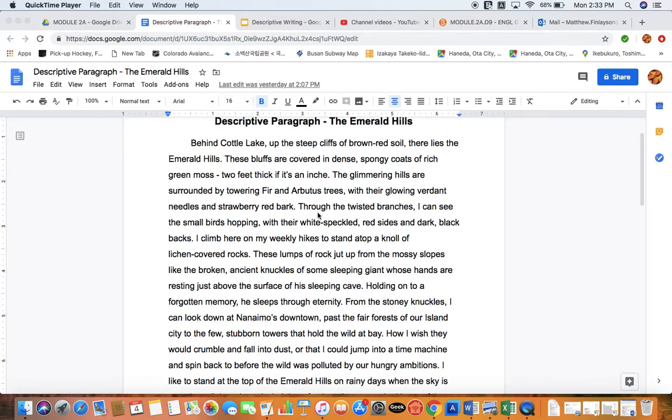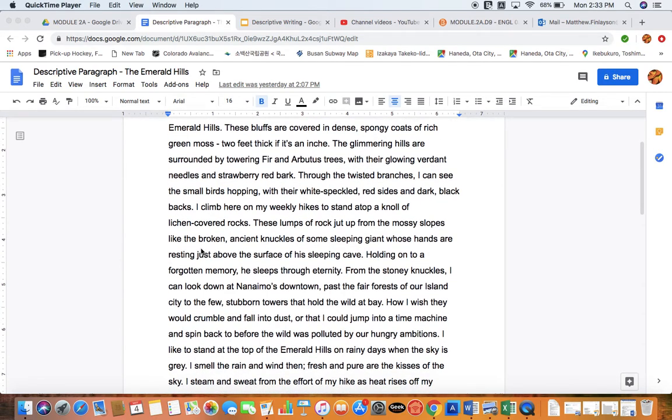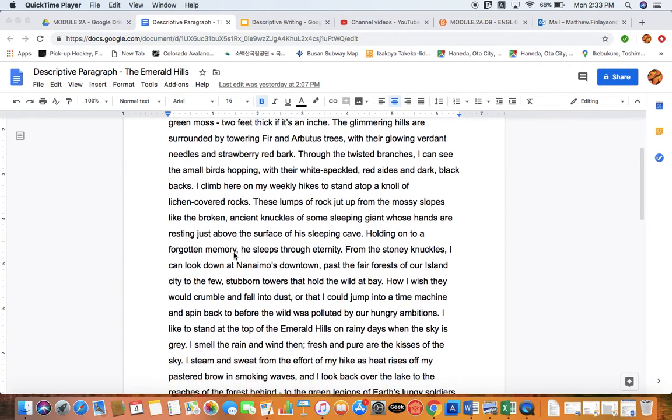Through the twisted branches, I can see the small birds hopping with their white speckled red sides and dark black backs. So again, it's visual. I'm describing what I'm seeing. I climb here on my weekly hikes to stand atop a knoll of lichen-covered rocks. So again, you can kind of picture this. You can picture the writer hiking through these trees, seeing the birds, and standing on top of a rock.